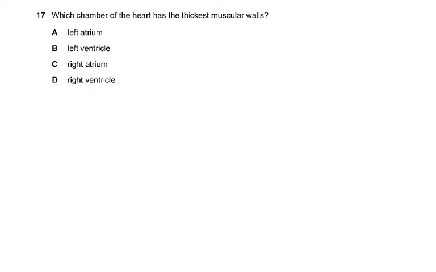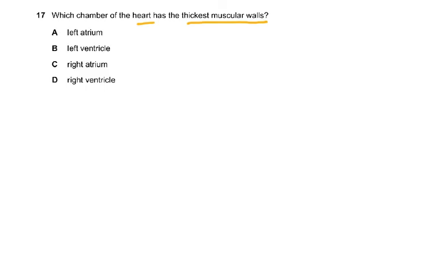Then coming to question number 7. Which chamber of the heart has the thickest muscular walls? Now we all know that the heart is made up of chambers: left atrium, right atrium, left ventricle, right ventricle. We know that the aorta arises from the left ventricle. So the left ventricle has the thickest muscular walls, so it can pump blood to the entire body, because the aorta carries the blood to the entire body and all the arteries branch off from the aorta.